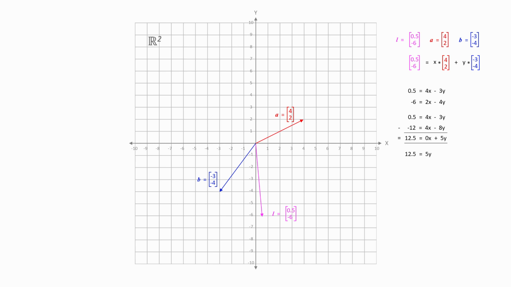In this example, we find that 5 times y is equal to 12.5, which means that the value of y is 2.5. Substituting this back into the first equation gives a value of 2 for x. Hence, L is indeed a linear combination of a and b.